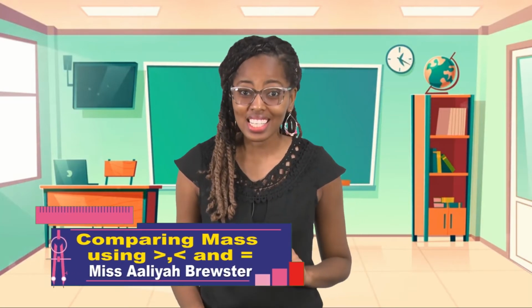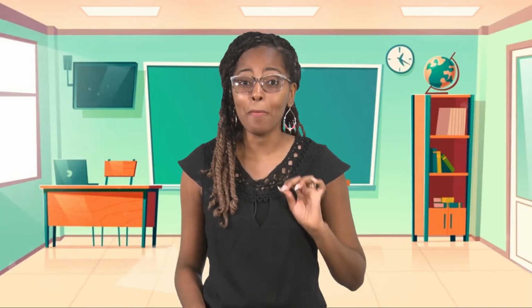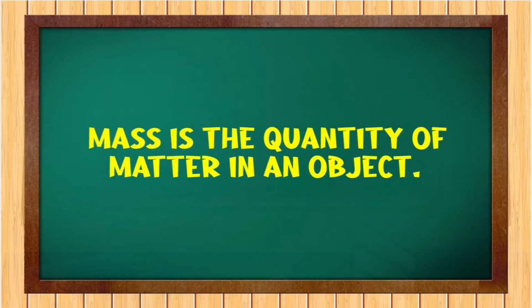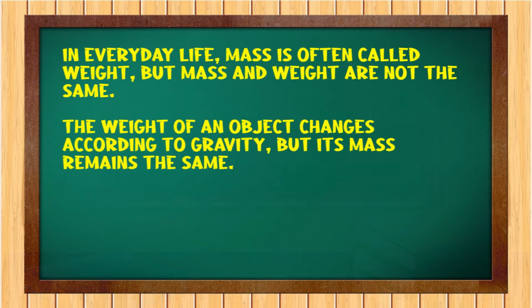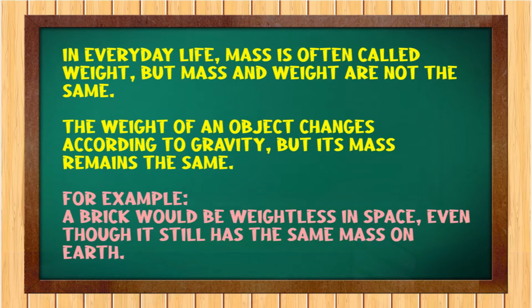To begin today's lesson, we're going to define mass. Mass is the quantity of matter in an object. In everyday life, mass is often called weight, but mass and weight are not the same. The weight of an object changes according to gravity, but the mass of that object would remain the same. For example, a brick would be weightless in space, even though it still has the same mass as on Earth.